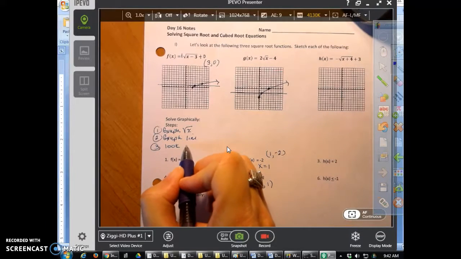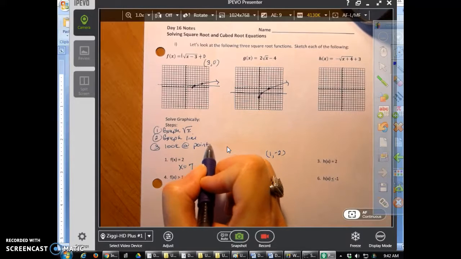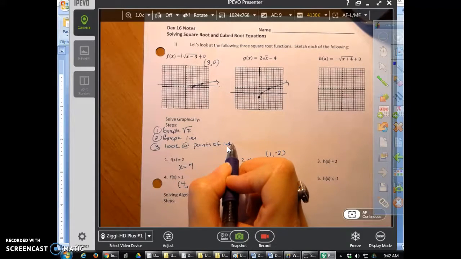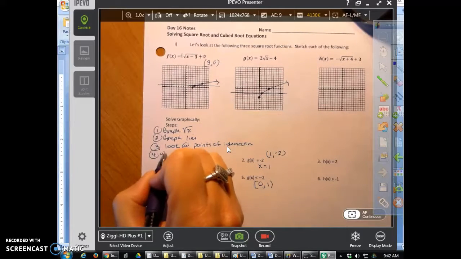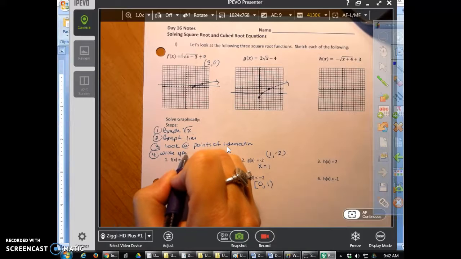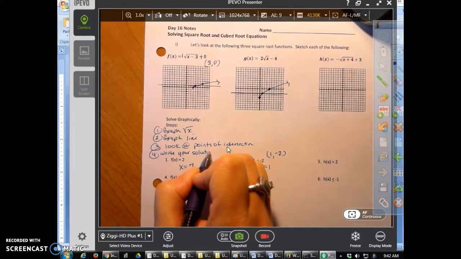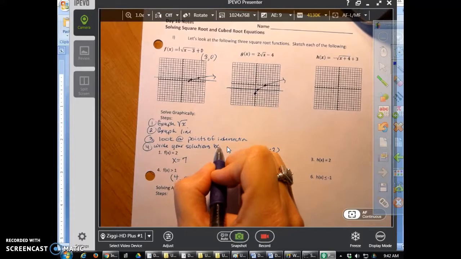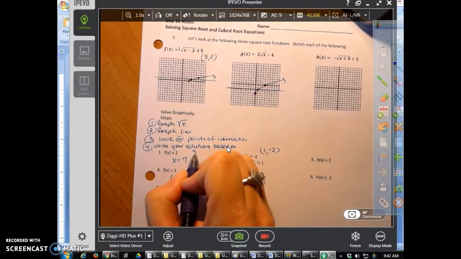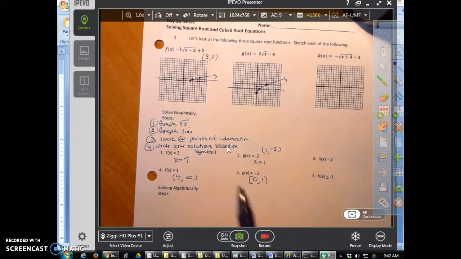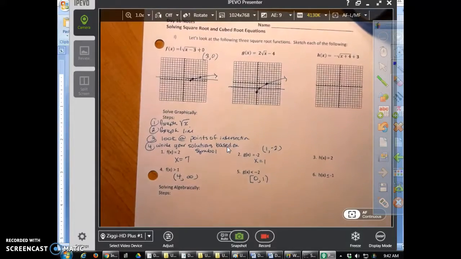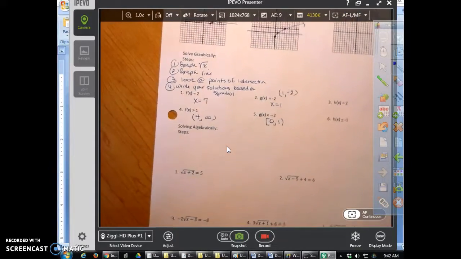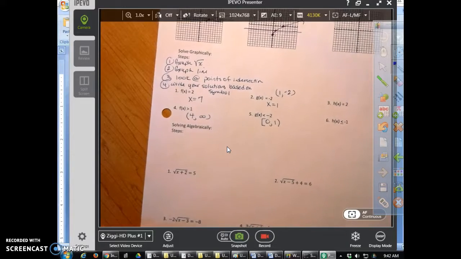You should have finished this up looking at points of intersection and then write your solutions based on the symbol. So in other words, if it's a greater than sign, you're looking for the x's that make y greater than 1. So that's all that means. Now solving algebraically, I think you'll find pretty straightforward, especially since we've done some of these already.